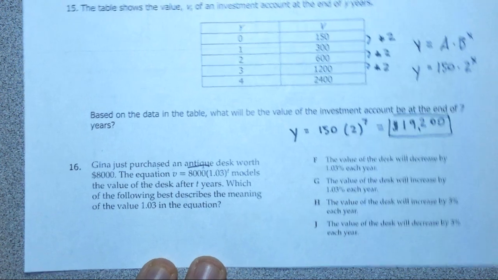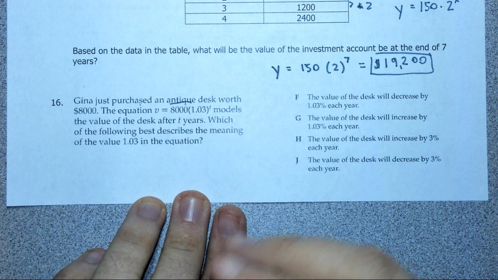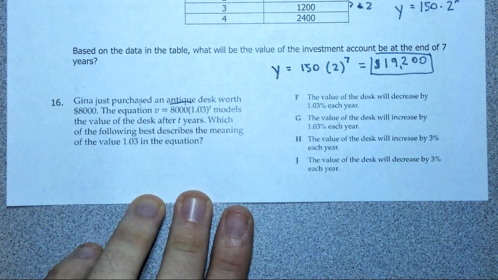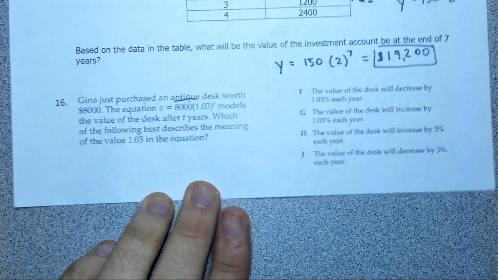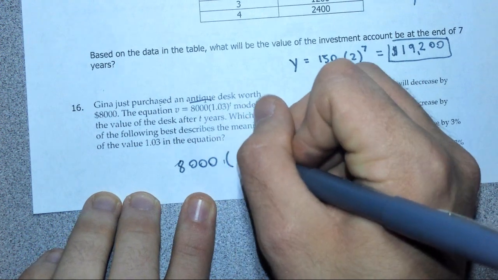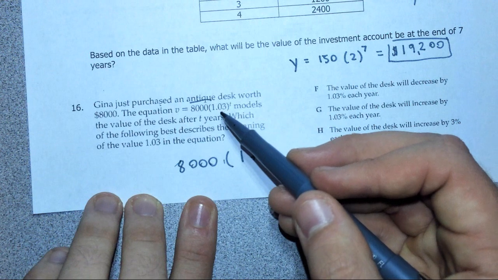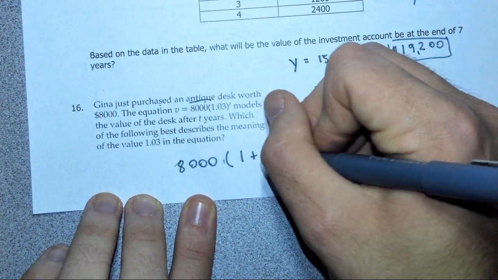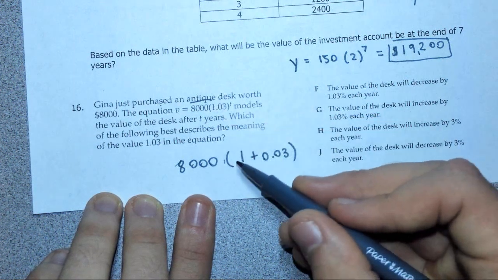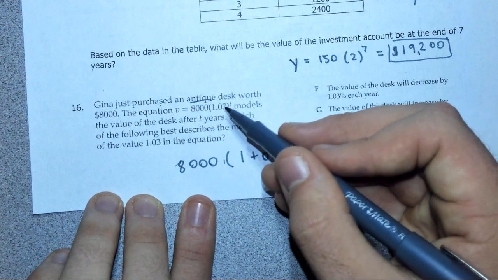Gina purchased an antique desk worth $8,000. The equation models the value of the desk after t years. Which of the following best describes the meaning of the value of 1.03 in the equation? Alright, well, usually I have 8,000 and remember, I always start with 1 plus something. Well, how did I get to here? I added 0.03, right? I'm working backwards from this. Usually I start with 1, I add something, and can simplify it to this. This way, they already simplified it.